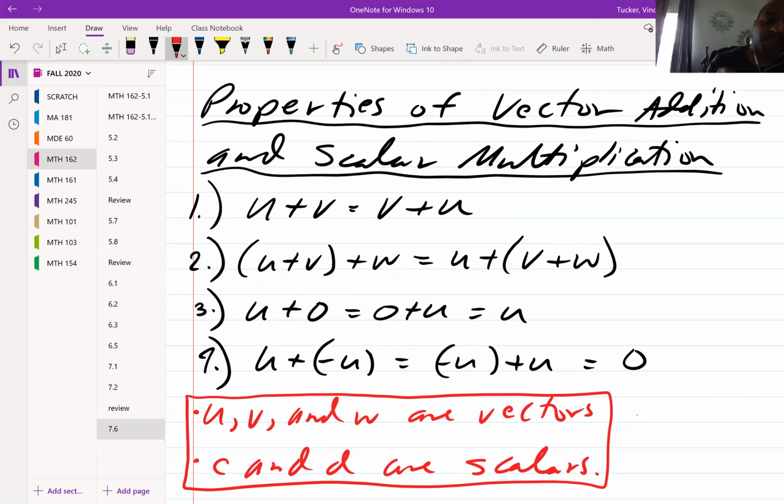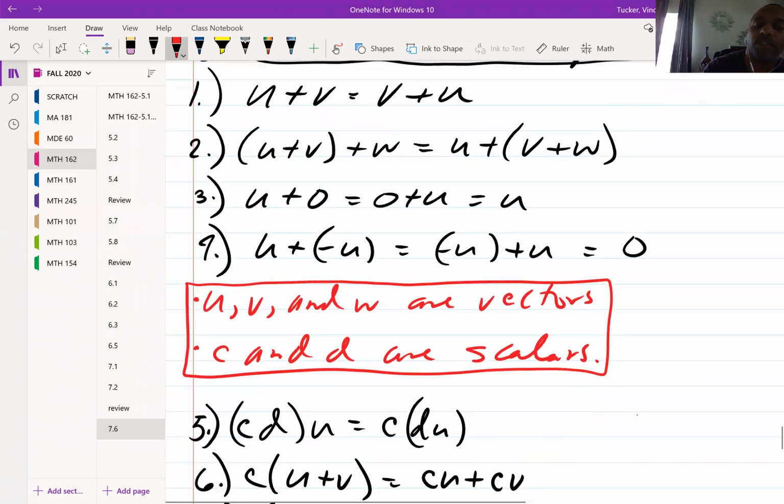u plus v plus w, if you're doing u plus v first and then adding w, is the same thing as adding v plus w first and then adding u. So the first one is the commutative property, the second one is the associative property. Then adding u to 0 is still going to result in u, and adding u to negative u will result in 0. So all those hold true for vectors.